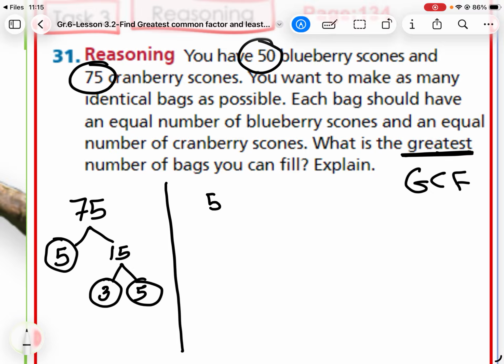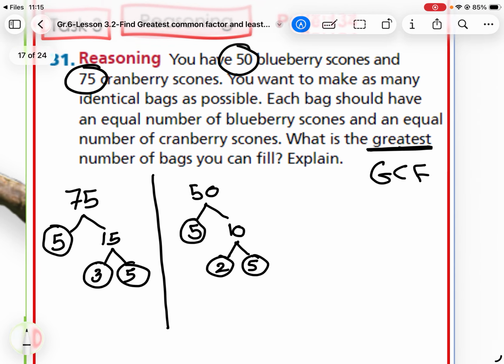Now let's go to 50. What will give you 50? 50 is an easy number. The easiest thing you can take is 5 times 10. Because again, it's a multiple of 5. 5 is a prime, we're gonna lock it in a circle. 10, 2 times 5. Lock it in a circle.